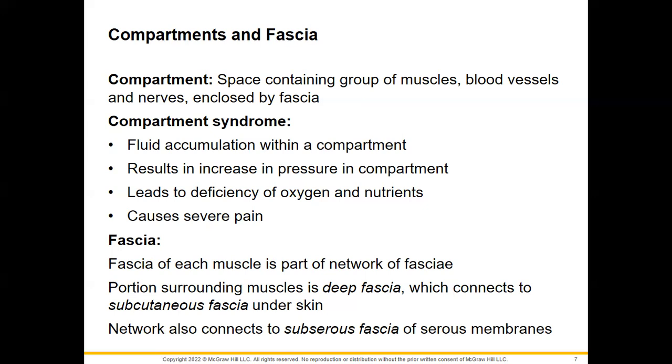The fascia of each muscle is a part of a fascia network. Portions of the fascia surrounding the muscle are considered deep fascia. This connects to your subcutaneous fascia underneath your skin. This network also connects to the subserous fascia that is a part of the serous membrane. We talked about serous membranes as those membranes that surround organs, a double layer membrane that has serous fluid in the middle of it that decreases inflammation because it decreases friction.